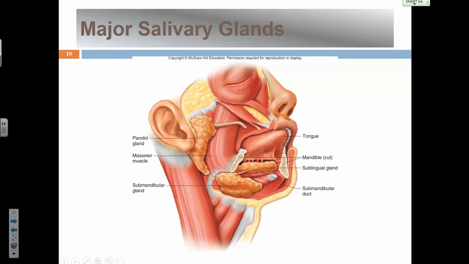Here you can see it. It's on the side of your head, right in front of and below your ear. If you've ever heard of an old childhood disease that people don't get anymore because now there's a vaccine for it, called the mumps. The mumps was a viral infection of the parotid glands.